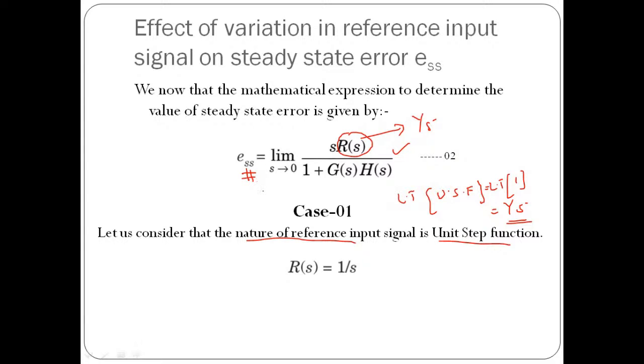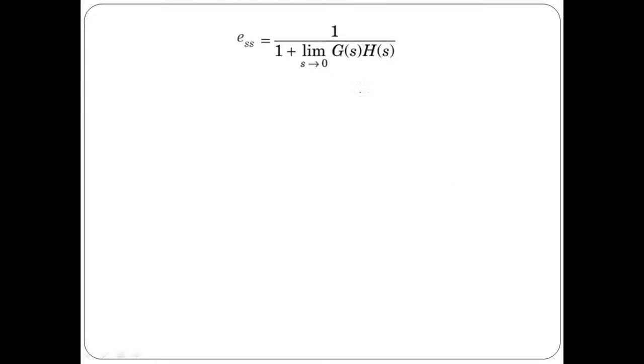So if you apply that logic and solve for ESS, this s and s will get cancelled, and finally we have this modified version of steady state error. So steady state error is going to be 1 upon 1 plus limit s tends to 0 G of s into H of s. Now this portion, limit s tends to 0 G of s into H of s, we are going to indicate by some other component that is called the position error coefficient, indicated by the symbol Kp.